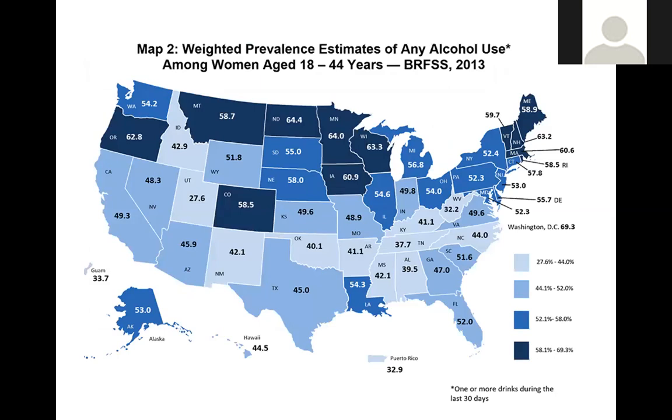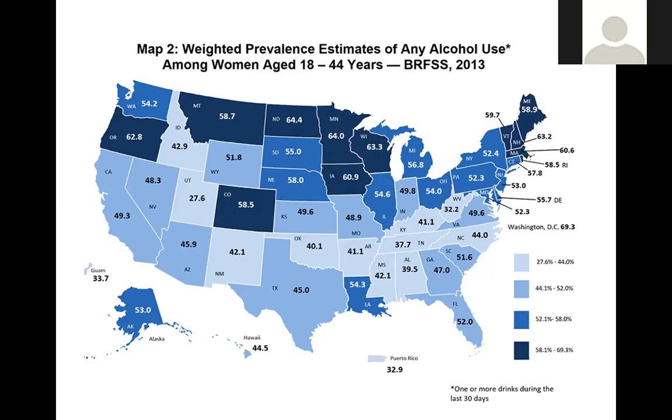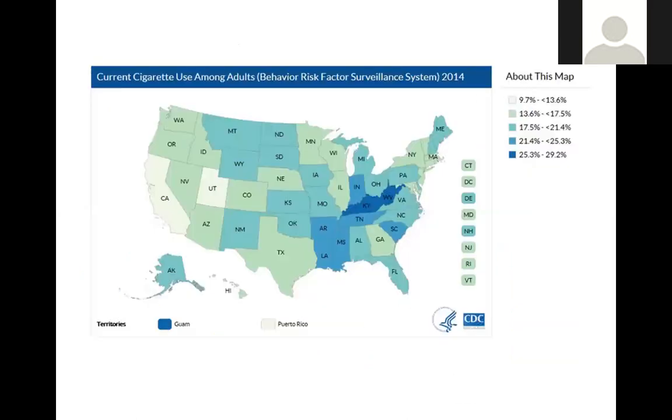Then the weighted amount of alcohol use among women ages 18 to 44 years old, as you can see. As the color gets darker in blue, from light blue to teal to navy, you can see that in some of the states, especially Iowa, we have a lot of alcohol usage among women 18 to 44 years old. So this isn't necessarily for pregnancy, but what it's showing is overall, there's a lot of usage of these normally for adults and women.